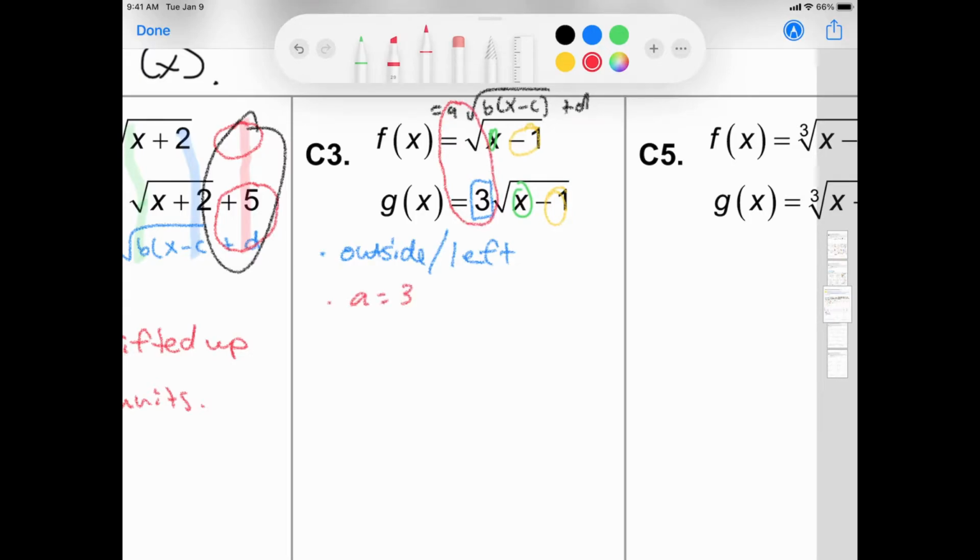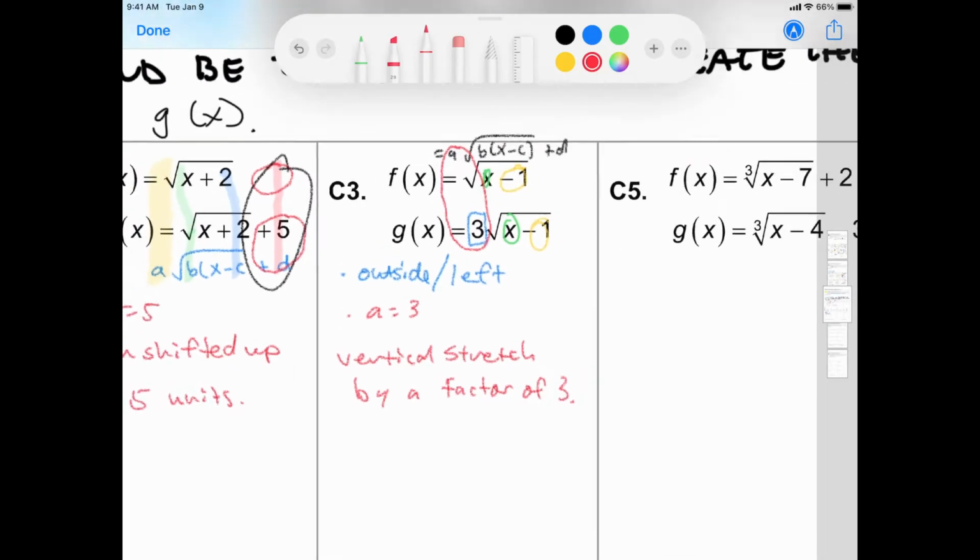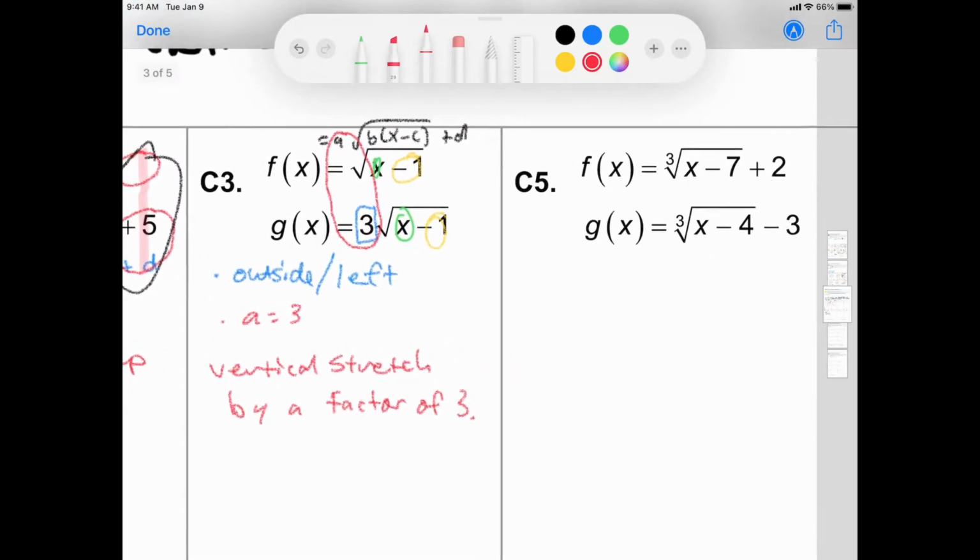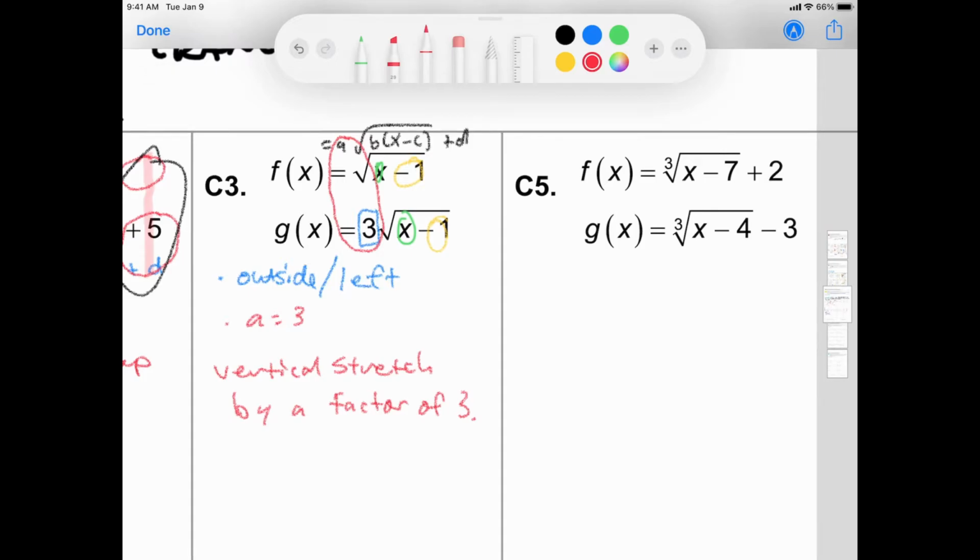Okay, if you look back at your notes, this number is greater than 1. So this is basically a vertical stretch by a factor of 3. Okay? So make some observations. Is it inside or outside? And then look at your characteristics and you can identify it.